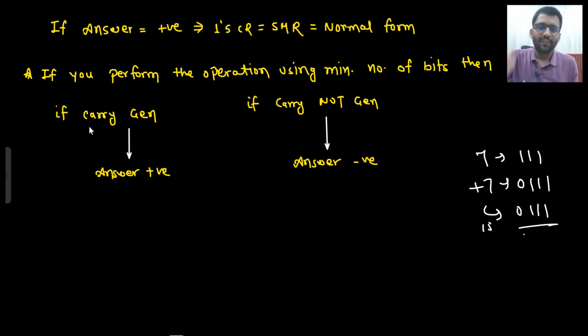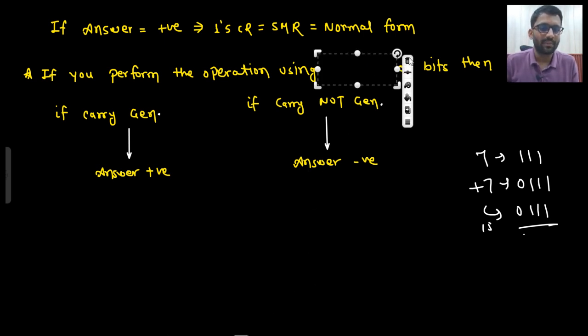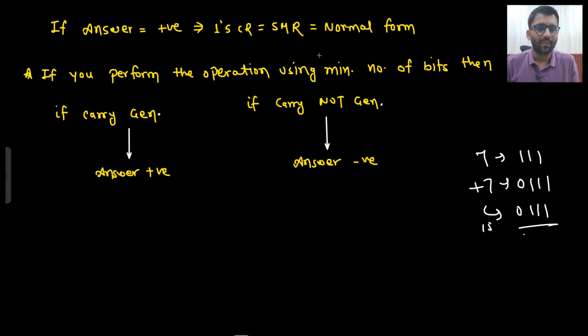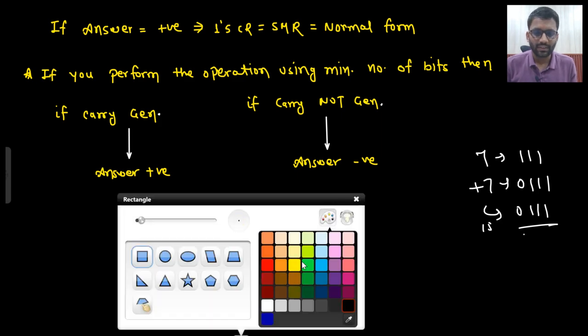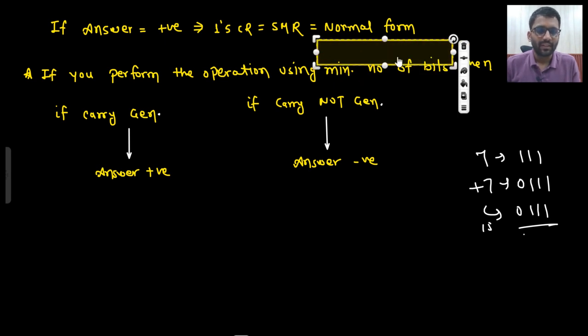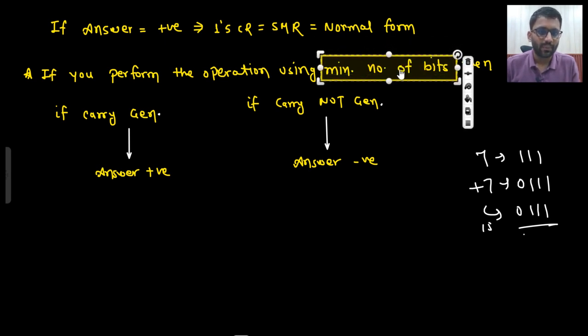And generally, if your carry is generated, then the answer will be positive, and if your carry is not generated, then the answer will be negative. But you need to make sure that you are performing the addition using the minimum number of bits. Now what is the meaning of minimum number of bits? That we will see through the examples. If you are performing the operation using the minimum number of bits, then this is certain: if carry is not generated, the answer will be negative, and if carry is generated, the answer is positive.